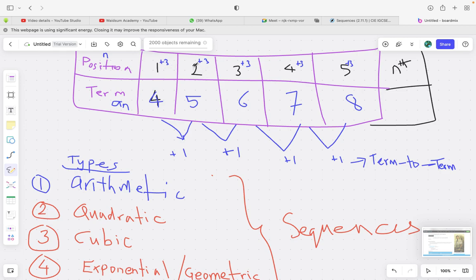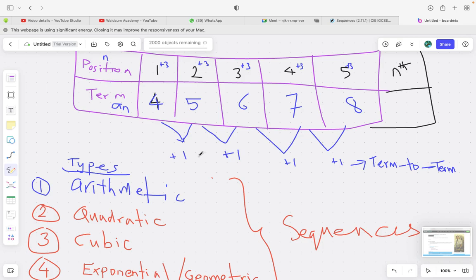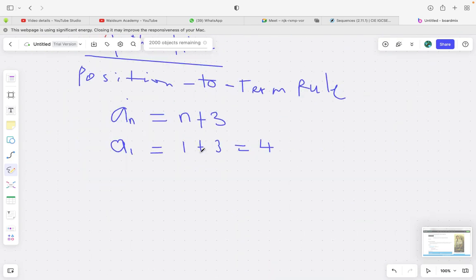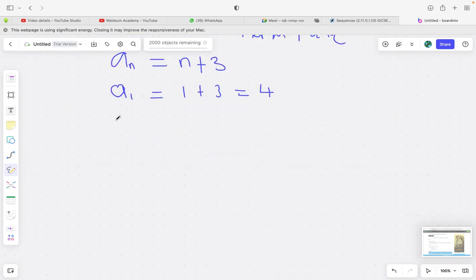If you are looking at the second position, you say 2 plus 3. If you are looking at third position, you say 3 plus 3. If you are looking at fourth position, you say 4 plus 3. If you are looking at fifth position, you say 5 plus 3. So that's how we get it. We can use this formula to calculate any term. If you want A2, that's the second term, you say position 2 plus 3. That gives you 5, and that's actually the second term, right?